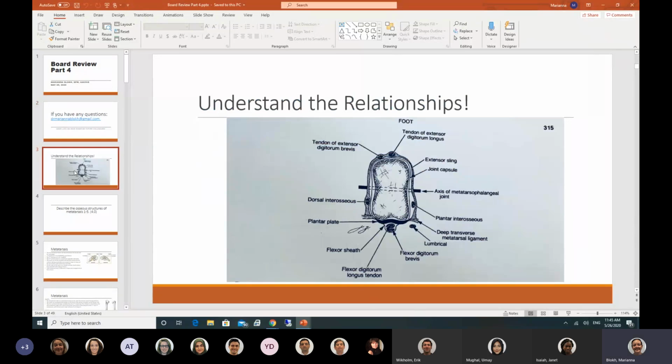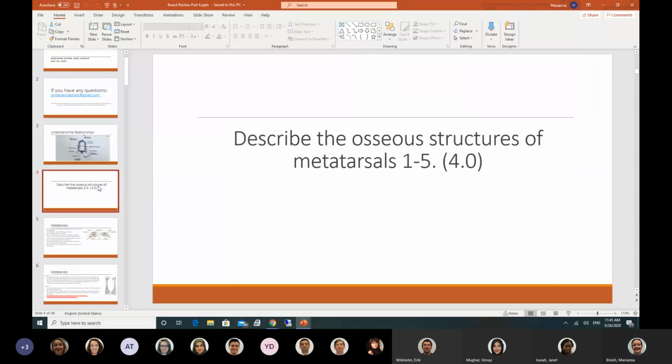So when it comes to metatarsophalangeal joints and interphalangeal joints, a lot of high yield stuff, you have to understand your relationships. This is a good chart as far as the tendons, their location versus the ligaments, versus where they're located on the metatarsal. So this is a good image just to understand. You have to be comfortable knowing that relationship going into the exam.